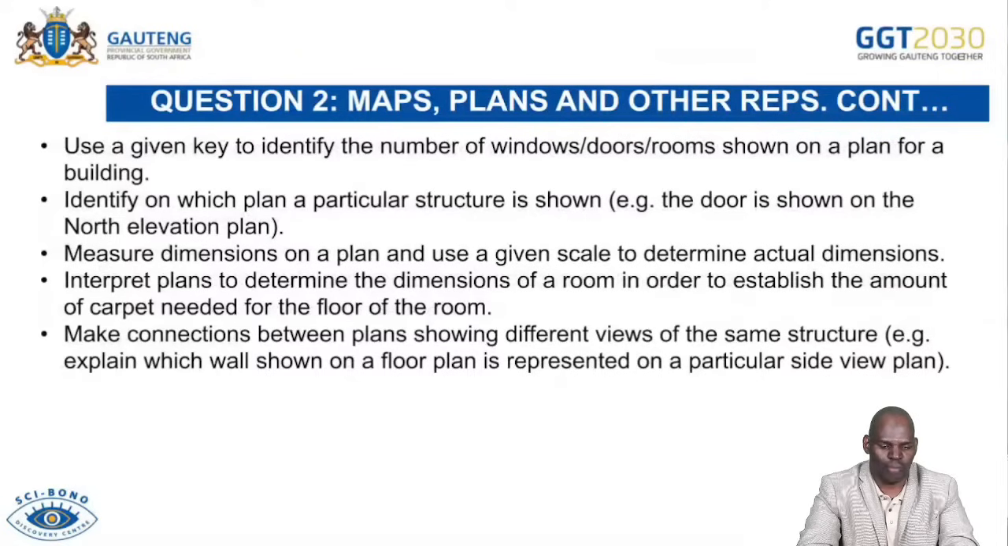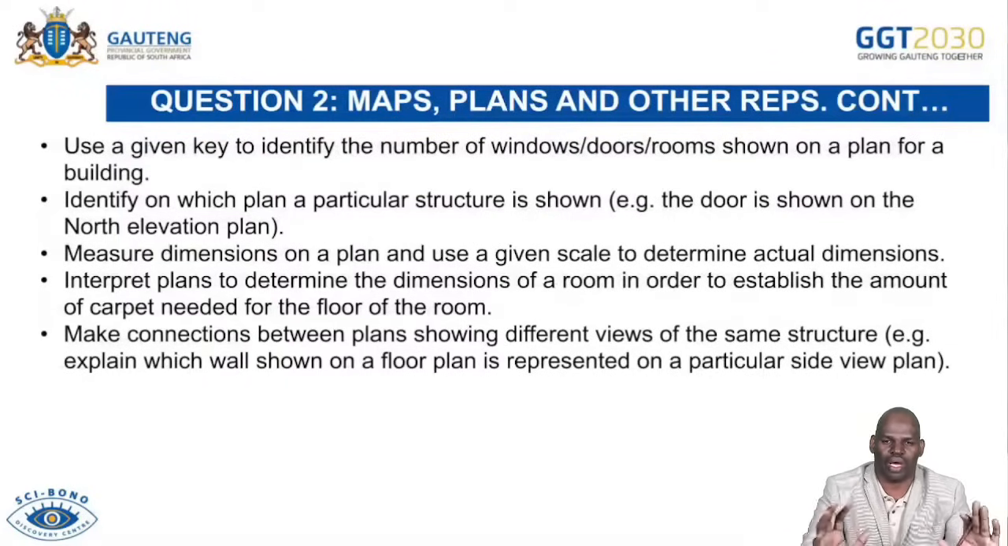Right, and then you must also measure dimensions on a plan. It's again about measurement. Right, interpret plans to determine the dimensions of a room in order to establish the amount of carpet. Right, obviously, once you get to a point where you'll be able to calculate the area of, let's say, a room, and then later on you have to calculate the amount of tiles needed, or maybe if you want carpet, how much it is going to cost to install the carpet and so on. So you must be able to calculate that as well.